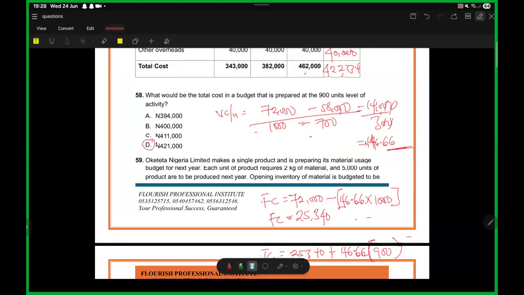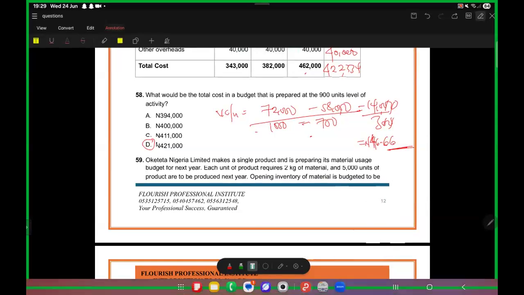Okay, so let's read question number 59. Someone should read question number 59. Do you have a question? Okay, yes, we are listening. Is the whole forecasting technique about the high and low method? This one is purposely about the high and low method. No, the whole forecasting is not about high and low.